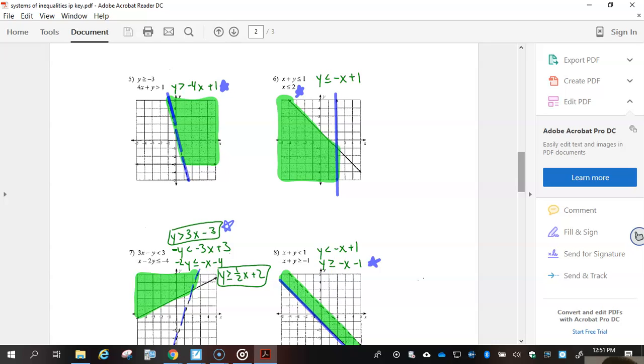On the next ones, you had to solve some of them. So for number 5, the one you solved was y is greater than -4x plus 1. This was your overlap. One of the lines was dashed and one was solid. For number 6, again you had to solve one. Y is less than or equal to -x plus 1. Both lines were solid, and this was your overlap, or should have been your overlap.